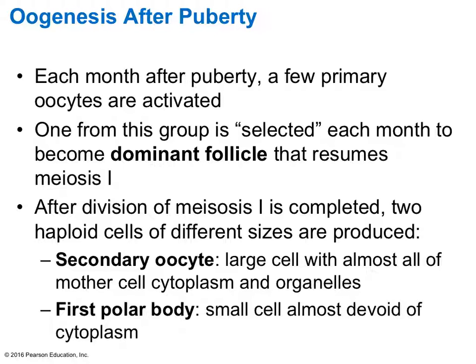So progressing through meiosis 1 produces two cells. One is called a secondary oocyte. This is the one that's going to become the ovulated ovum. And the other cell is the first polar body. So this is different than meiosis 1 in males, which produces two haploid cells that are identical to one another. The secondary oocyte and the first polar body are different in size. The secondary oocyte is larger. It gets the majority of the cytoplasm and the organelles, and the other one is much smaller.